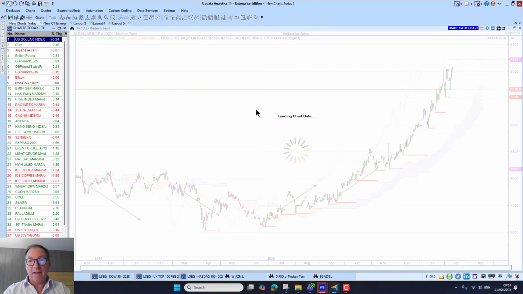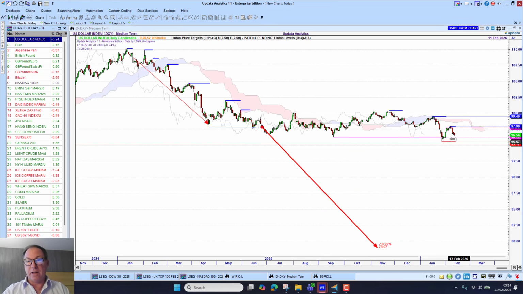at the dollar. That is sinking lower again. And the real key thing is we've made a lower high. Will we make a lower low? We've got a downside target. So that is quite key.